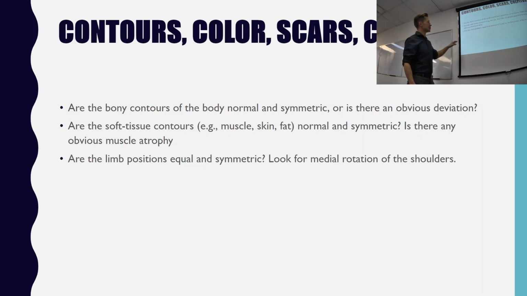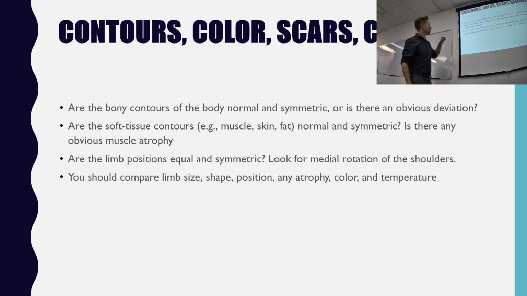Limb positions equal and symmetrical. We've discussed that already. Compare limb size, shape, position, atrophy, color, and temperature. The color is largely looking at vascularity. You have one side that's, say, really red or potentially even pale in comparison to the other. And then temperature. Although temperature is more palpation, we can start to include it within observation when we combine it with color.